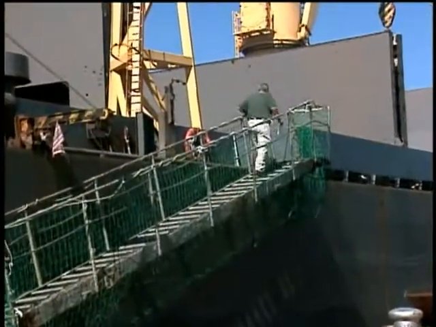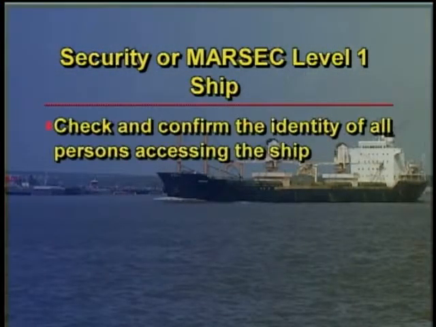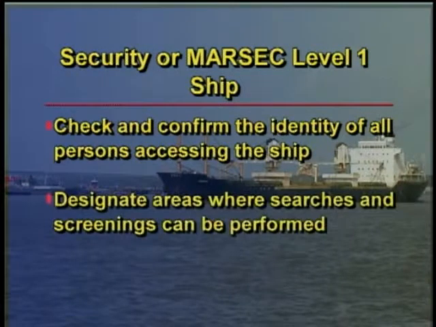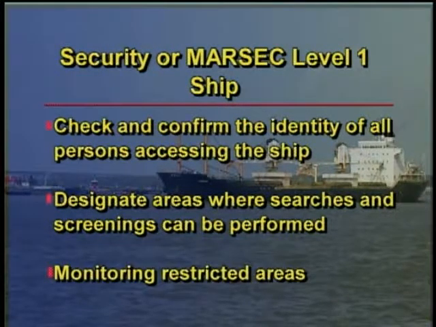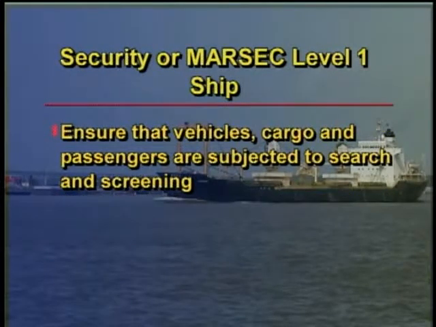Let's take a look at some of the requirements associated with these different security levels. First, let's discuss ship access controls. Under Security Level or MARSEC Level 1, the ship security officer must check and confirm the identity of all persons accessing the ship. Remember, this is what you're going to do under normal conditions. Also, the SSO must designate the areas where searches and screenings can be performed. Also, there have to be provisions for monitoring restricted areas. The SSO should also ensure that vehicles, cargo, and passengers are subjected to search and screening.